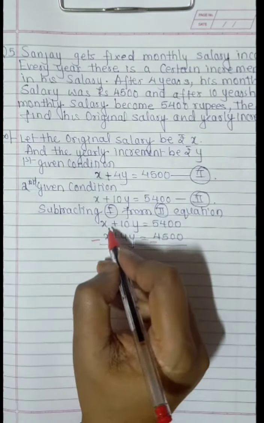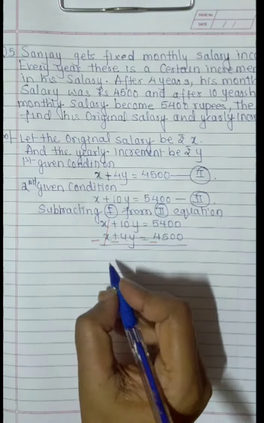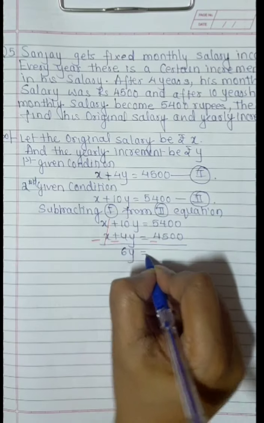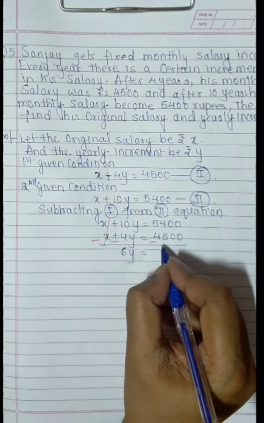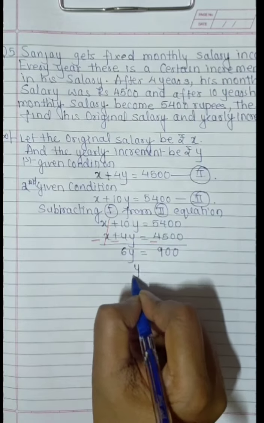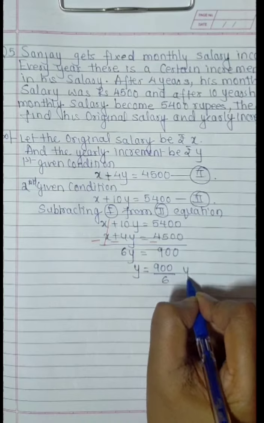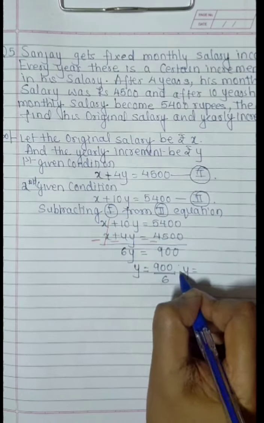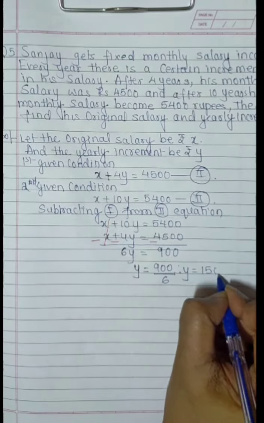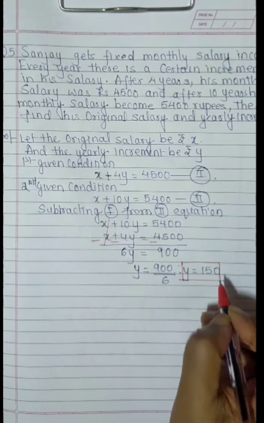So x plus and minus x will cancel. Here 6y equal to 900. After subtracting we will get 900. So y is equal to 900 upon 6. Therefore y is equal to 150. We got the value of y as 150.